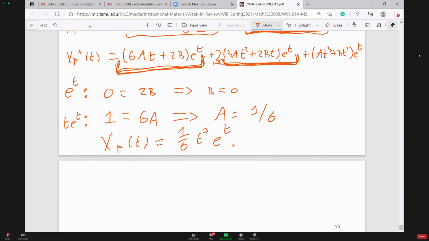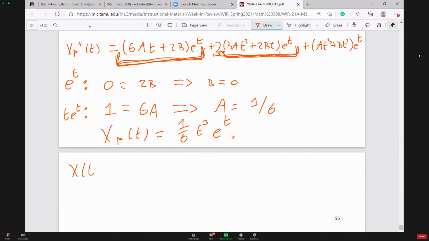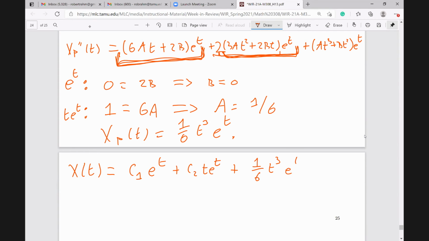And then overall, x of t is going to be equal to the general solution to the corresponding homogeneous equation plus the particular solution. So this is c1 e to the t plus c2 t e to the t plus the particular solution 1/6 t cubed e to the t.